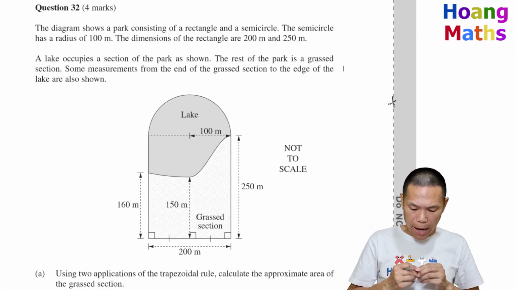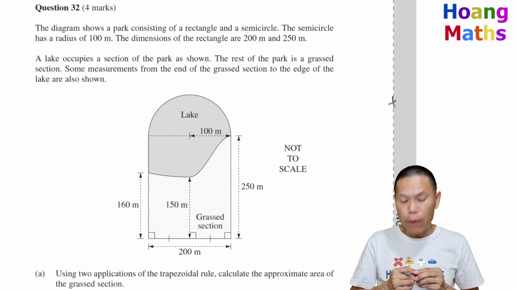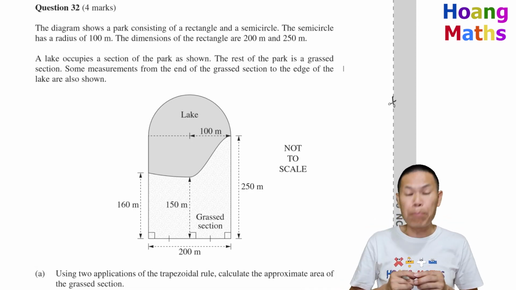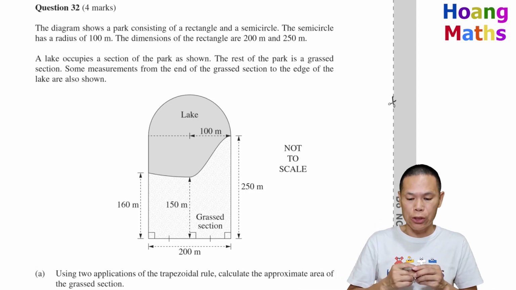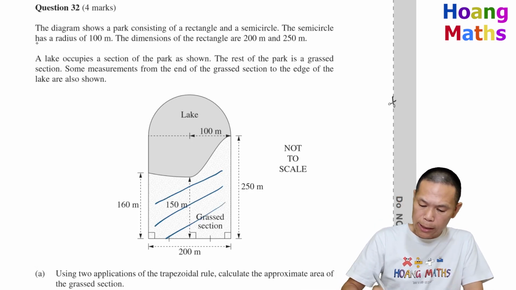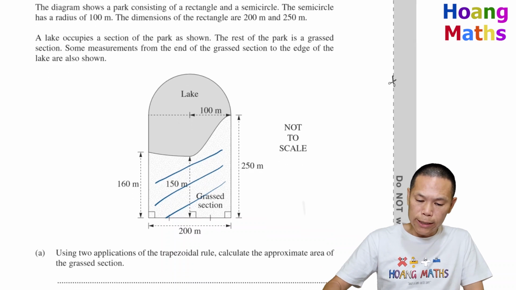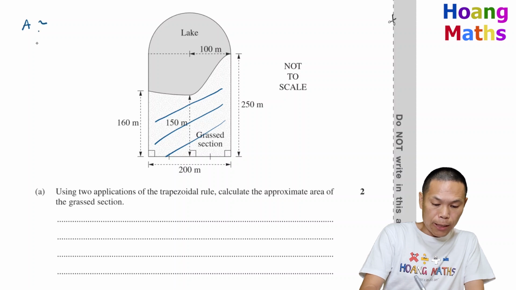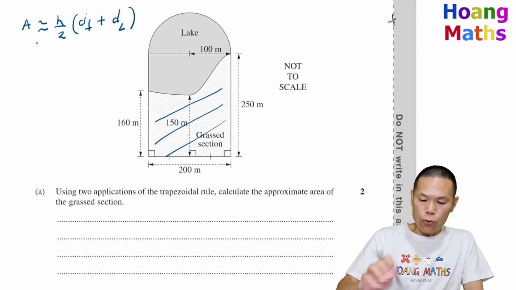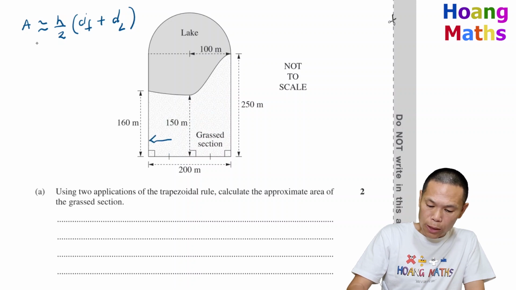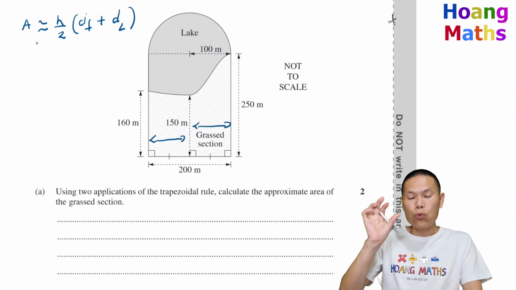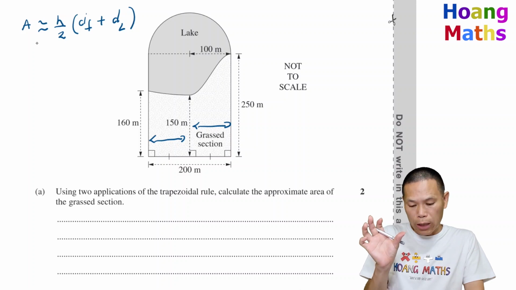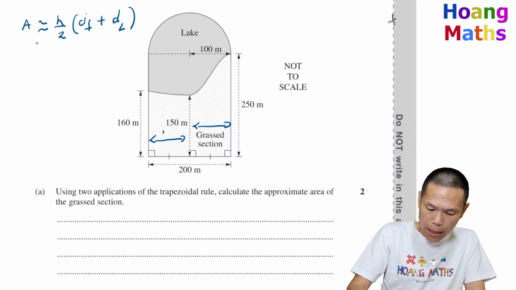Question 32, part A. Using 2 applications of the trapezoidal rule, calculate the approximate area of the cross sections. So this is the area that we need to work out. First of all, for the trapezoidal rule, we know that A is H over 2 (D first plus D last). And we know that H is from here to here. Okay, so we know that it is 200 and we divide into 2 sections. So 200 divided by 2 is 100.